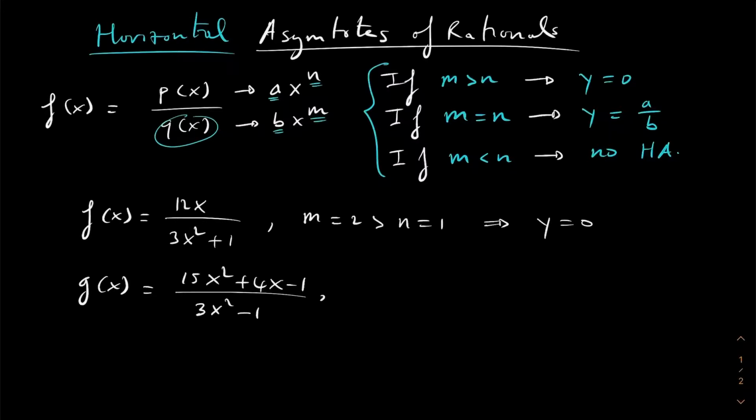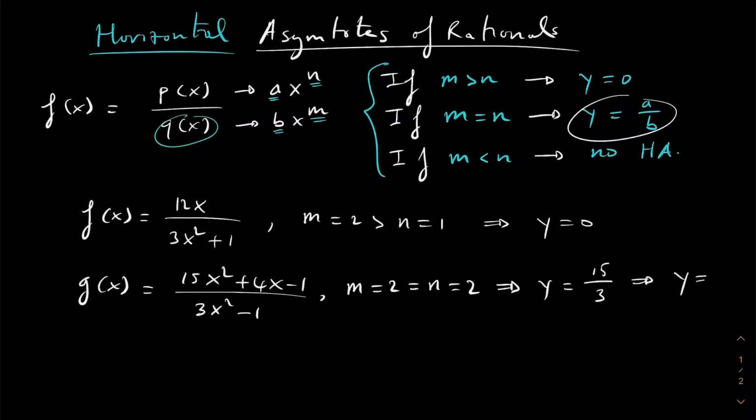And so in this case, since m, the degree of the bottom, is equal to 2, and n, the degree of the top, is also equal to 2, the polynomials are growing equally fast as x goes to infinity. And so therefore, your asymptote is going to be y equals a over b, which is the leading coefficient of the top divided by the leading coefficient of the bottom. That's going to be 15 divided by 3. And so y equals 5 is going to be your asymptote here.